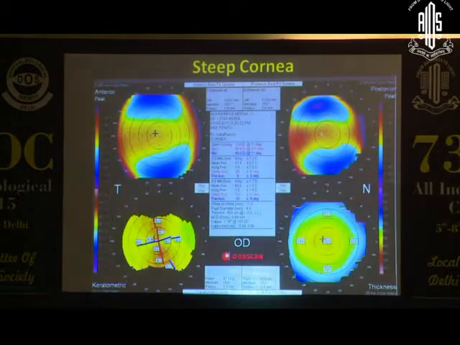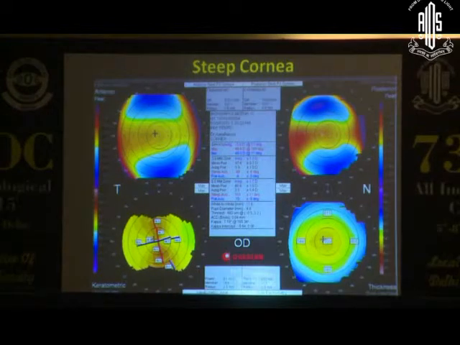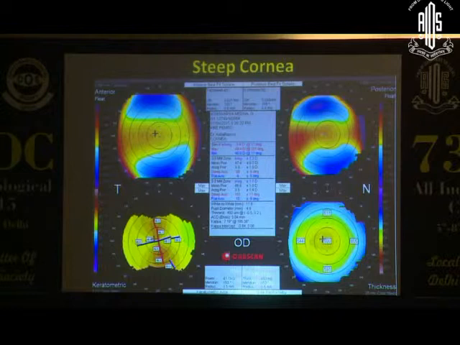This is one more example of a stiff cornea, and you can probably say it is a subclinical keratoconus, but this is how we have to rule it out. Whatever the power is, in these cases we should not go for any refractive surgery.